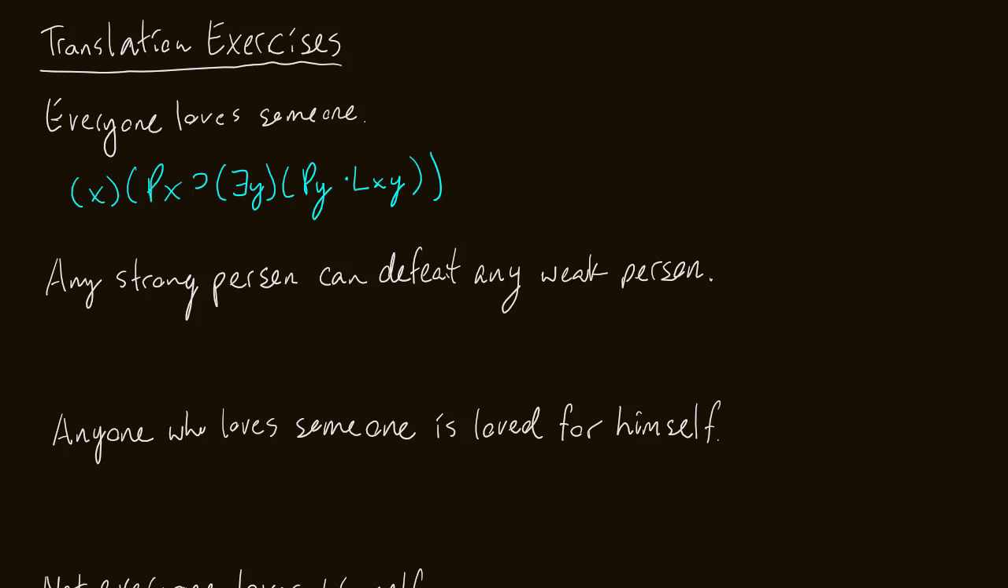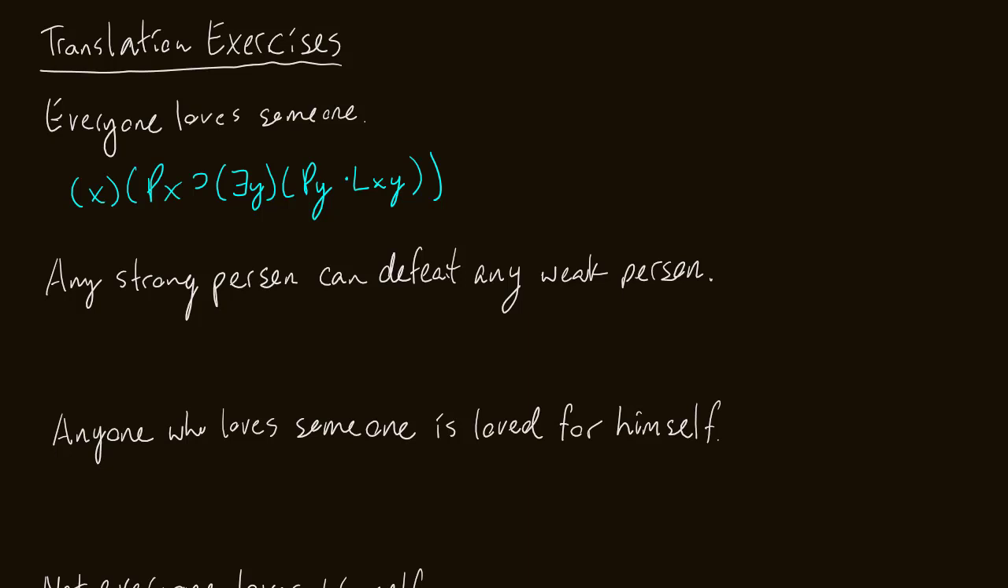Any strong person can defeat any weak person. Okay, so this is saying for all x, if x is a person and x is strong, then I would say then maybe for all y, if y is a person and y is weak, then x can defeat y. That makes sense to me. So we got to define that x is a person and strong. We have to say that y is a person and weak. Then x will defeat them.